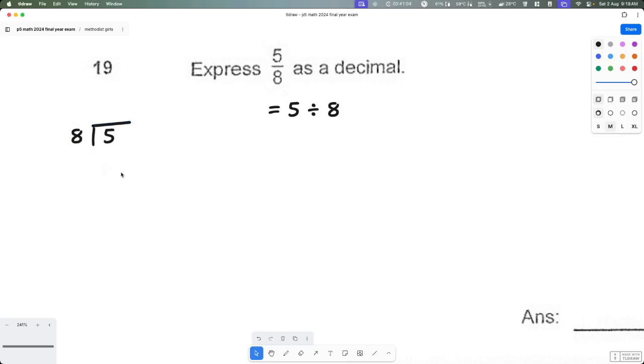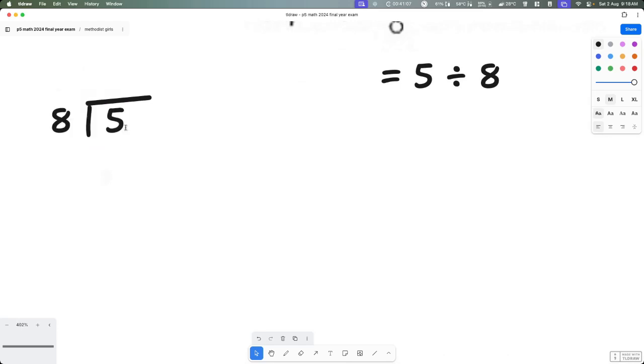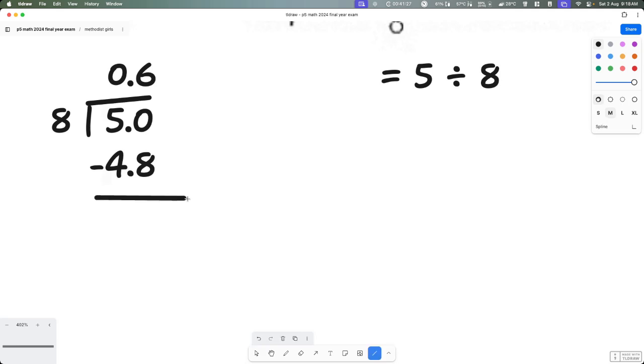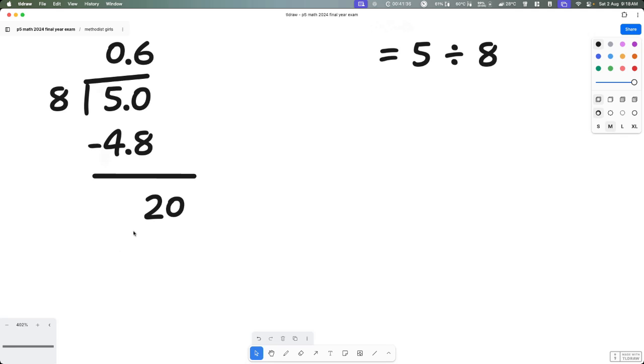So we have 5 divided by 8. In this case, it's going to be 0.0, something like this. So we can put here 48 minus 48, or 4.8. So for 8 over here, it should be 0.6. So 6 times 8 is 48, and this will give us 2. We cannot subtract 8 from 2, so we make it 20, and then we subtract 16. So what is 16? It is 2 times 8. I'm going to make this line a little bit longer, like this.